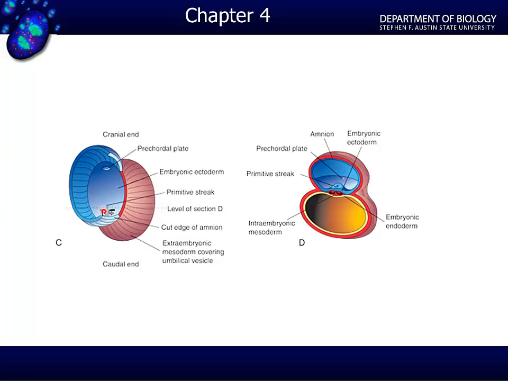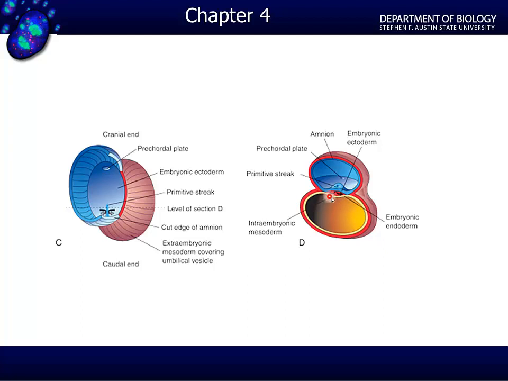Now, at this level, if we were to take this dotted line, if we were to make a transverse cut through our embryonic disc at the level of the primitive streak and look at that cut edge, what we would see comes out in D. Now, developmental biology is very much about three-dimensional thinking. So here's our amniotic cavity. Here we have our umbilical vesicle. Here we have our primitive streak that we've cut through. This is our epiblast in blue.